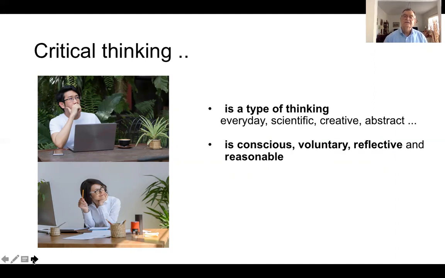Critical thinking, on the other hand, is very much conscious thinking. So you're aware that you are thinking, you're trying to come to a decision. So it is voluntary. It's reflective, meaning it takes place over a period of time, and it's a deep kind of thinking. And it's reasonable. It's based on reason, and using reason to try to come to a decision about what to believe or what to do.